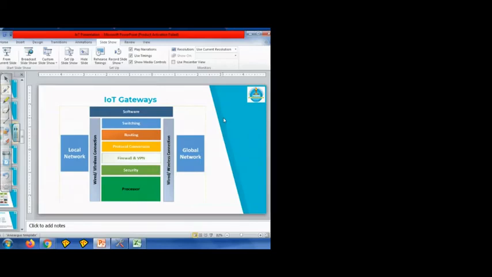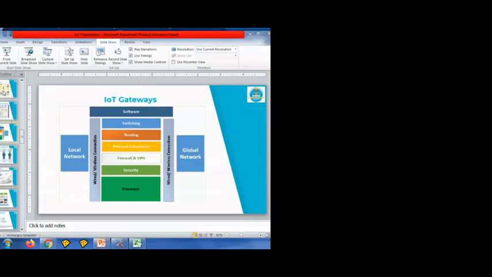Now it is IoT gateways. Now you should know what an IoT gateway is. As I said, a Wi-Fi router is a kind of gateway, an IoT gateway, isn't it? Through which communication is possible from the local device to the global connectivity. Okay, so let us talk about it.